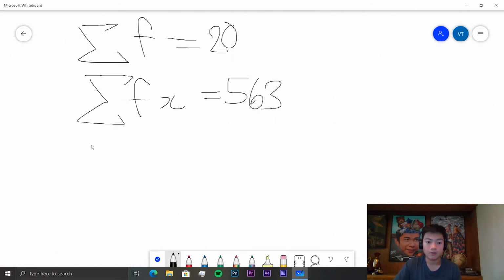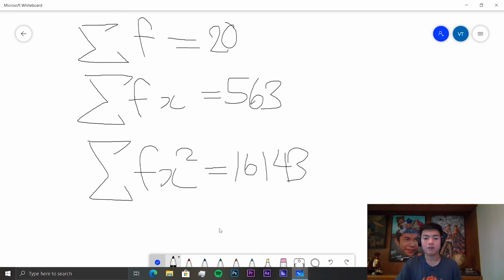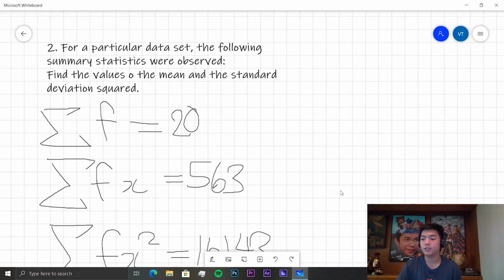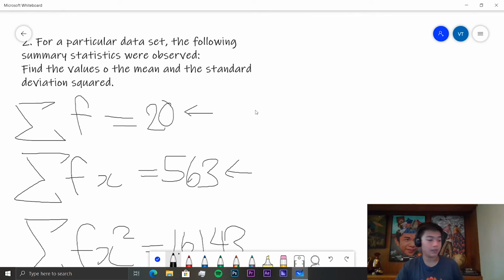And finally, we're given the sum of the squares. That's equal to 16,143. So this means if we add up all the squares, then we will get 16,143. So first, what is the mean? The mean is simply the sum of the terms over the number of terms, 563 over 20. 563 divided by 20 is equal to 28.15. So the mean is equal to 28.15.